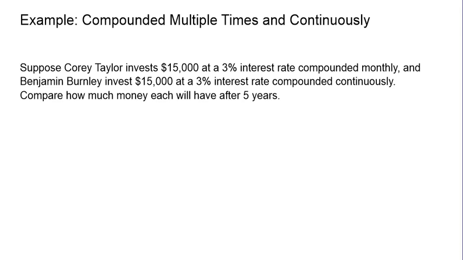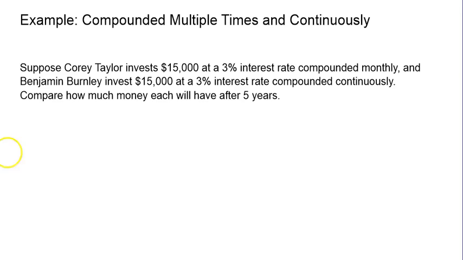So if we look at an example of comparing compounded multiple times a year versus continuously. Suppose Corey Taylor invests $15,000 at a 3% interest rate compounded monthly, and Benjamin Burnley invests $15,000 at a 3% interest rate compounded continuously. We want to compare how much money each will have after 5 years.